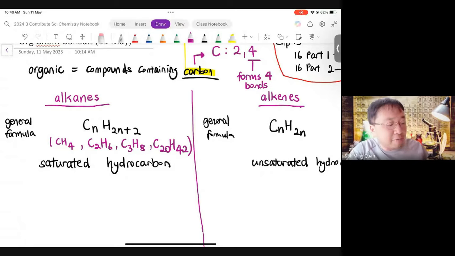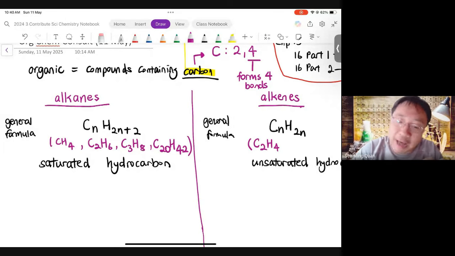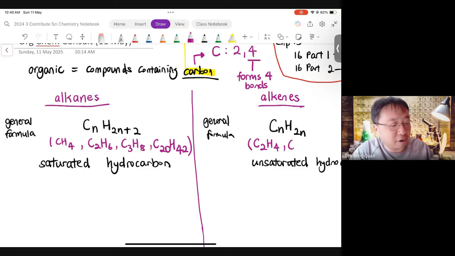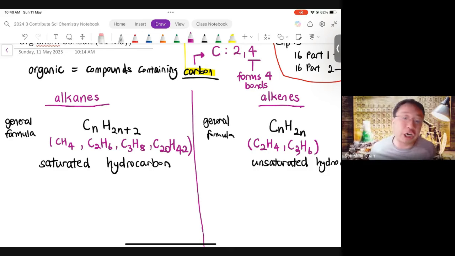On the alkene side, we can do the same, but this time with CnH2n. For example, C2H4. Alkenes are very easy to tell because they have double the number of hydrogens compared to carbon. So C2H4 is an alkene. C3H6 is an alkene. Basically, if the number of hydrogens is double that of carbon, then it's an alkene. That's how we can test you on the general formula, by asking what the general formula is, or in an MCQ, I could ask which of the options is an alkane or which is an alkene.